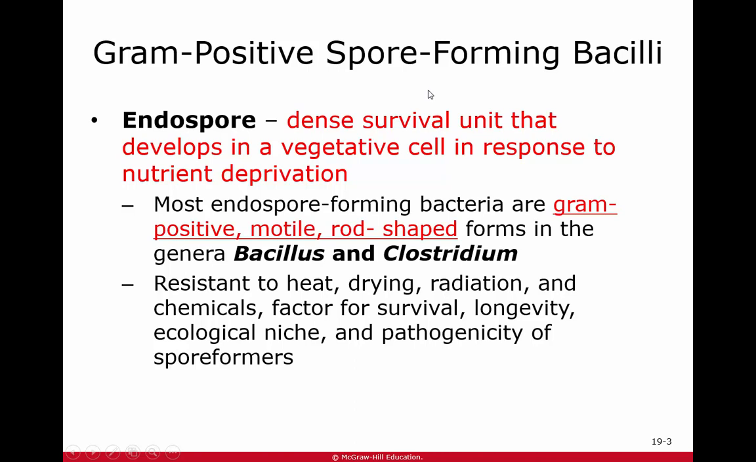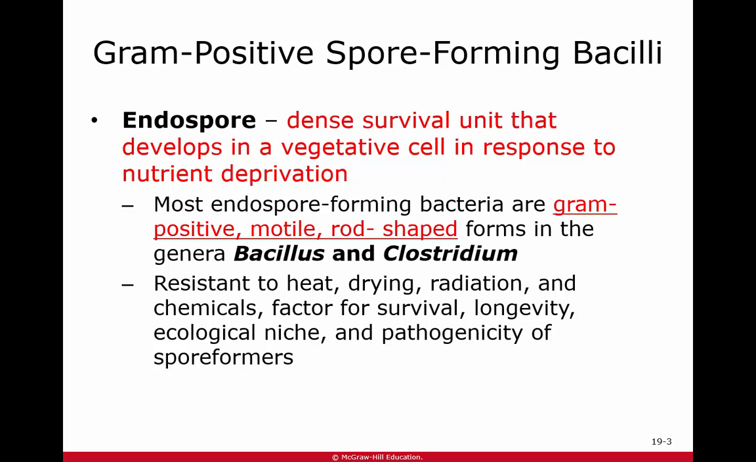So what is an endospore? If that's one of the major determining features, what is an endospore? Well, it is a dense survival unit that develops in a vegetative cell. Remember, vegetative cells are normal when they're normally active. And this is what happens when a vegetative cell picks up that there is a nutrient deprivation, or the environment is starting to turn south or get bad. Basically, this organism will then go into this dense survival unit known as an endospore so that it can sustain the drought or the nutrient depletion or the environmental chaos.